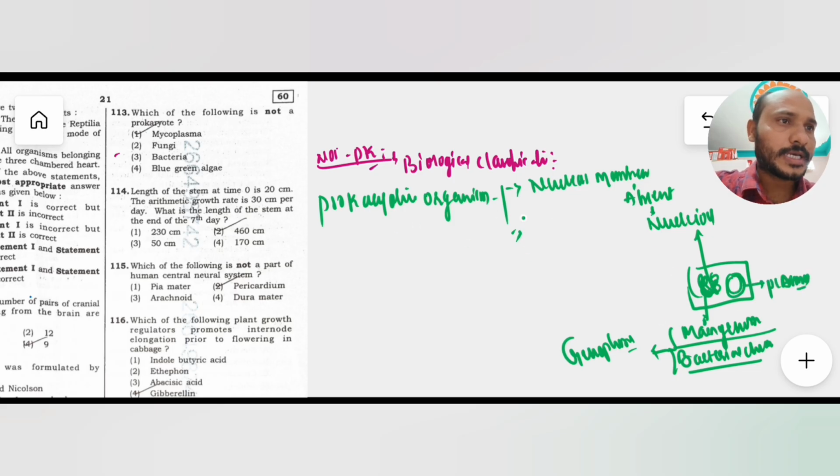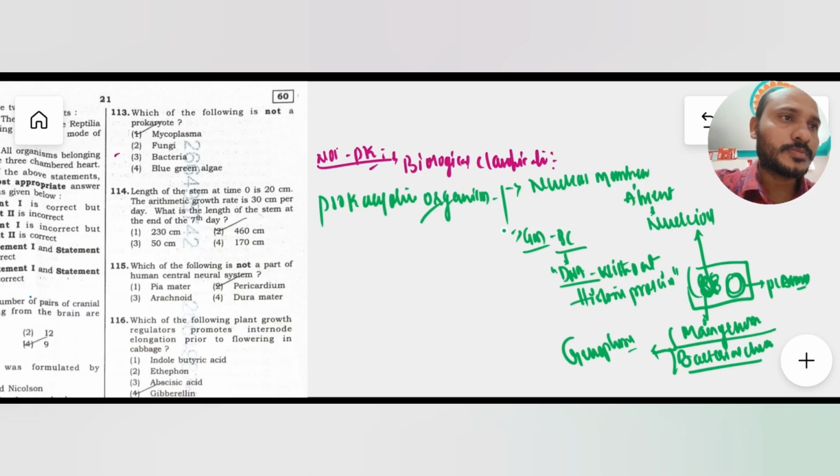One more important point in prokaryotic organisms is that the bacterial chromosome is the real genetic material. This bacterial chromosome contains DNA, so in prokaryotic organisms DNA is present, but without histone protein. Organisms of this nature come under prokaryotic organisms. So these are the two important characteristic features of prokaryotic organisms.